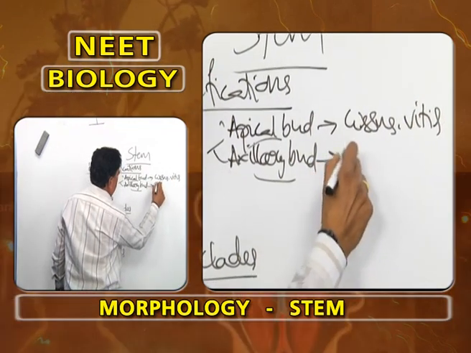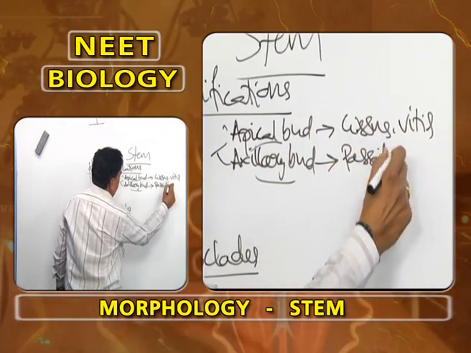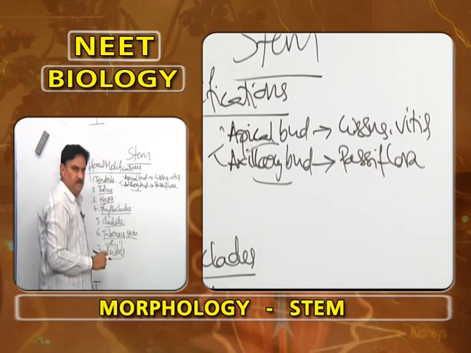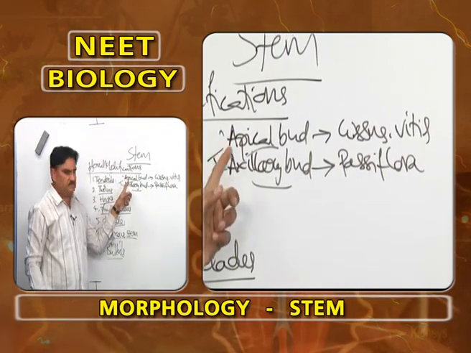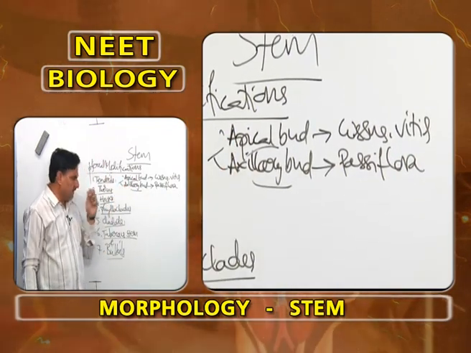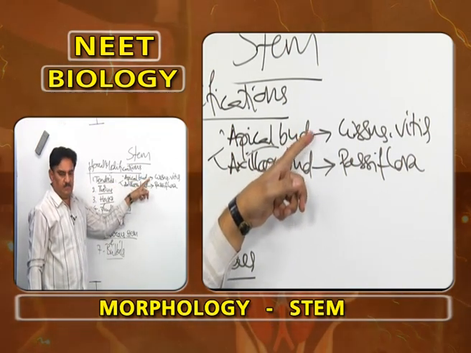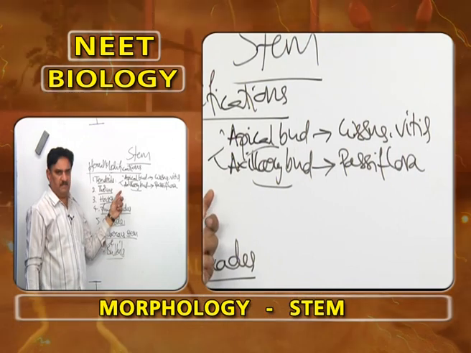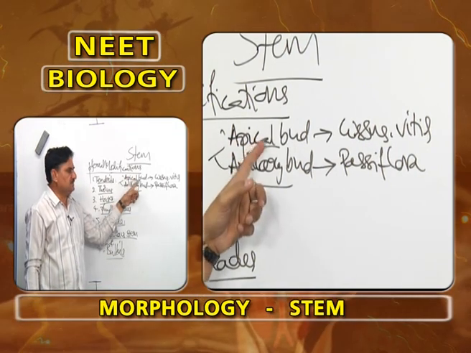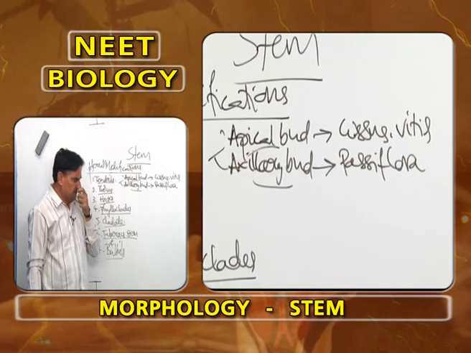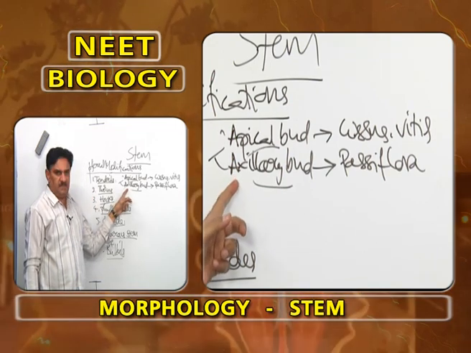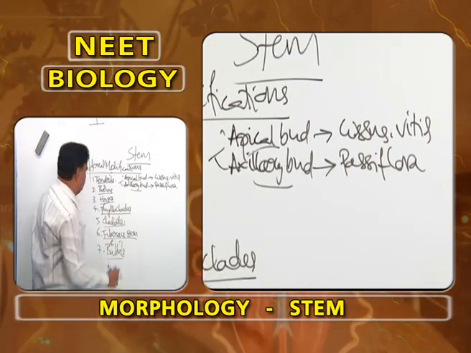Axillary bud becomes a tendril in Passiflora. In Cissus, tendrils are present opposite to the leaves. So a plant with leaf-opposite tendrils is Cissus. Vitis is grapes. Axillary bud is modified into tendrils in Passiflora.